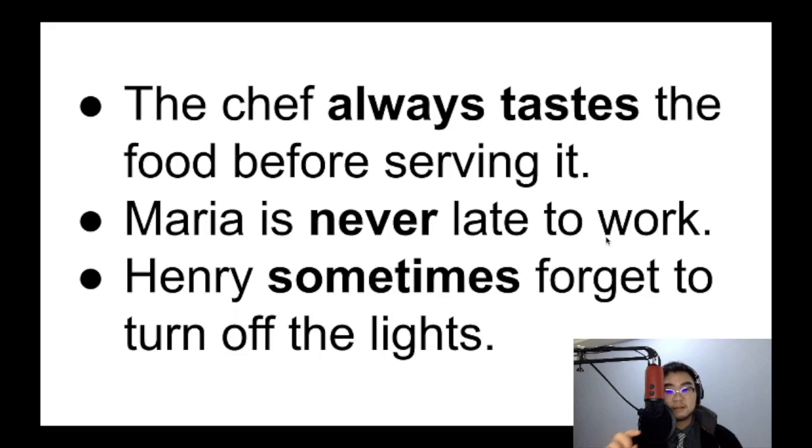So let's take a look at how we use them in sentences. The chef always tastes the food before serving it. So this always happens 100% of the time. Maria is never late to work. She's always on time, so the opposite of never, always. Henry sometimes forgets to turn off the lights. Henry usually remembers, but sometimes he forgets.